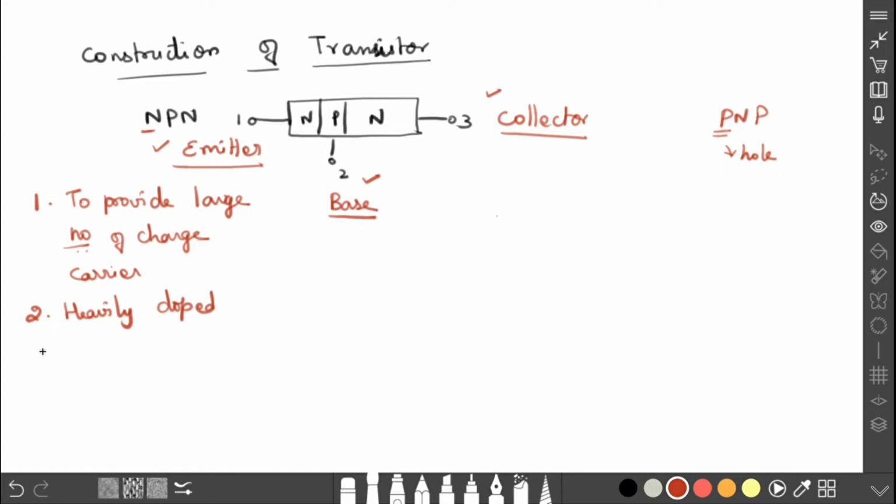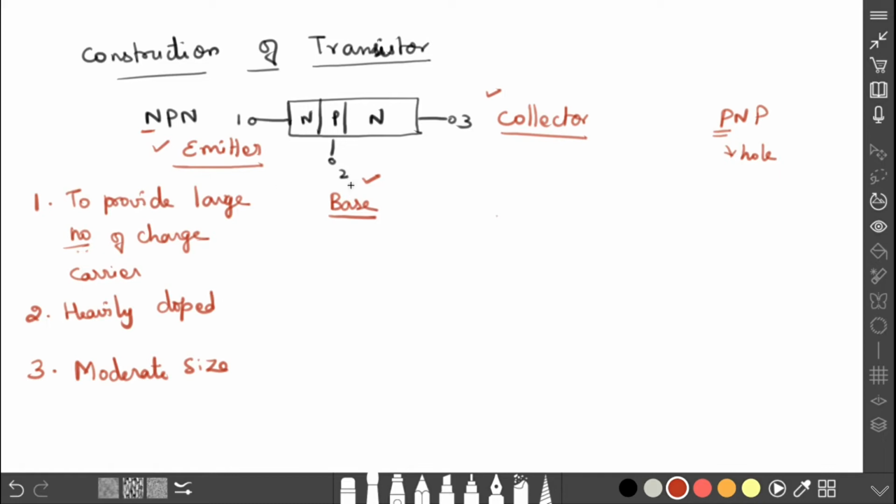And then the size of the emitter in the transistor is also important. Comparatively with the base and collector, its size will be moderate. So these are the 3 points you have to remember to understand the emitter. The emitter's duty is to provide a large number of charge carriers. To provide this, it should be heavily doped, and it occupies moderate size in the transistor.